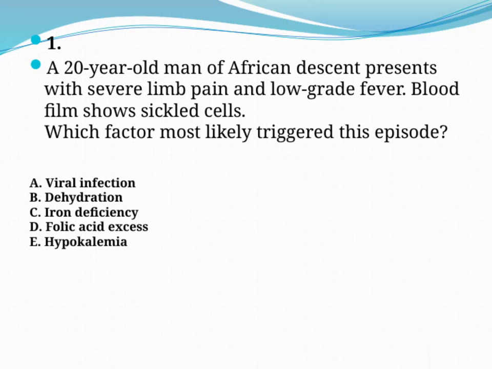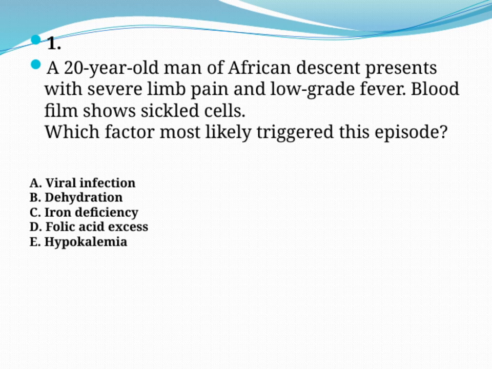Let's look at this case of a 20-year-old man of African descent who is experiencing severe limb pain and a low-grade fever. The blood film reveals sickled cells, which suggests sickle cell disease. Now, the key question here is, what most likely triggered this sickling episode? Among the options, factors like viral infections, dehydration, iron deficiency, folic acid excess, and hypokalemia can all influence sickling, but some are more directly related.